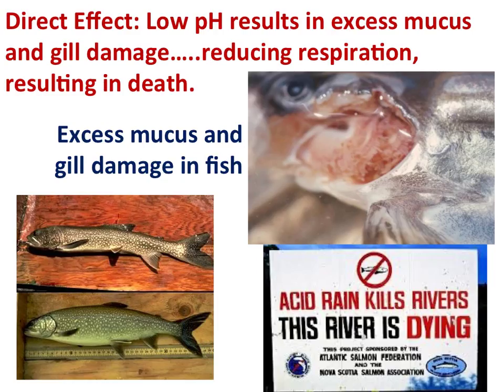Acidic conditions, low pH in waters exposed to acidic deposition, cause fish to suffer direct effects. Gills produce excess mucus in response to the low pH, and this causes respiratory problems. Gills become damaged, and the fish are less healthy, and the fish die.